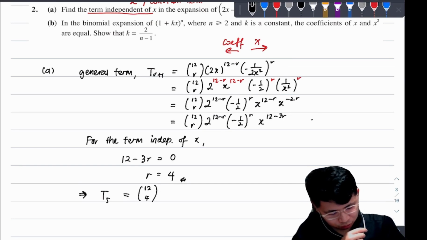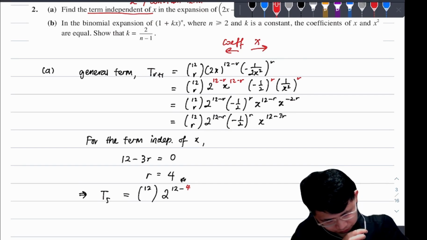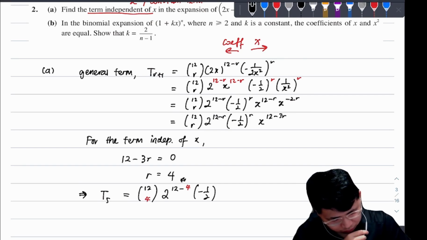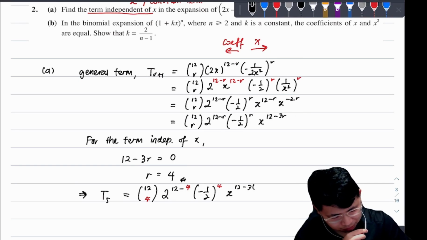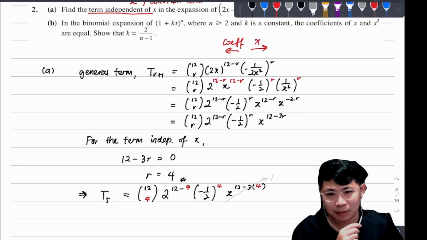For me, I'm just going to go with the latter one, easier to do. So I'm with a 2 to the power of 12 minus 4, and I have a negative half to the power of 4, and then over here this would be x to the power of 12 minus 3 times 4. So lo and behold, that one will become x power 0, and this one will fade away. x power 0 will be equal to 1.